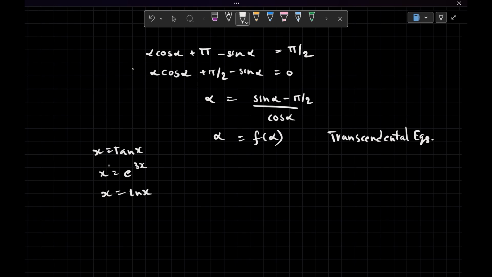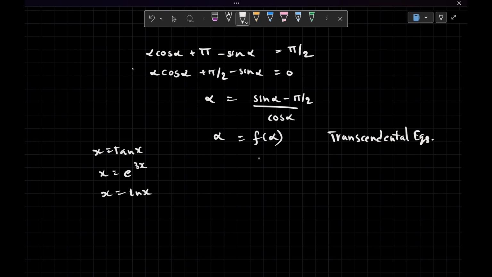So all these equations are not algebraic. You need to expand them into Taylor series, but there are other different ways of solving these kinds of transcendental equations. Two such ways are the bisection method and Newton-Raphson. But the bisection method is something I feel is very intuitive and easy to understand for solving these kinds of equations.